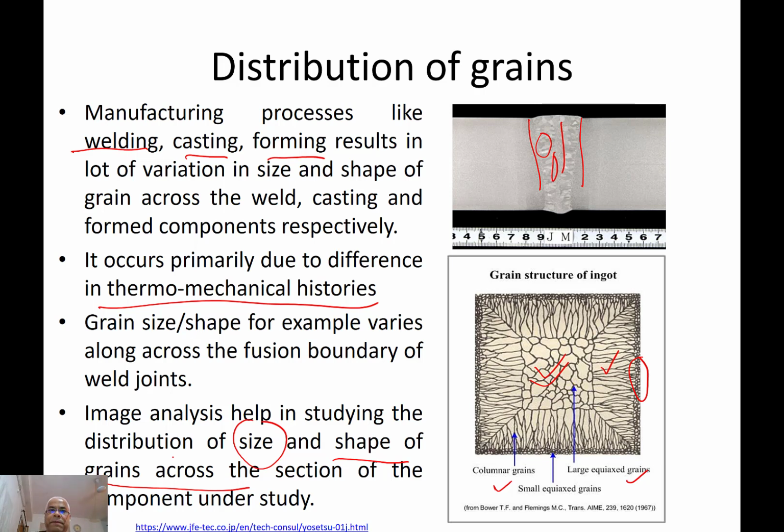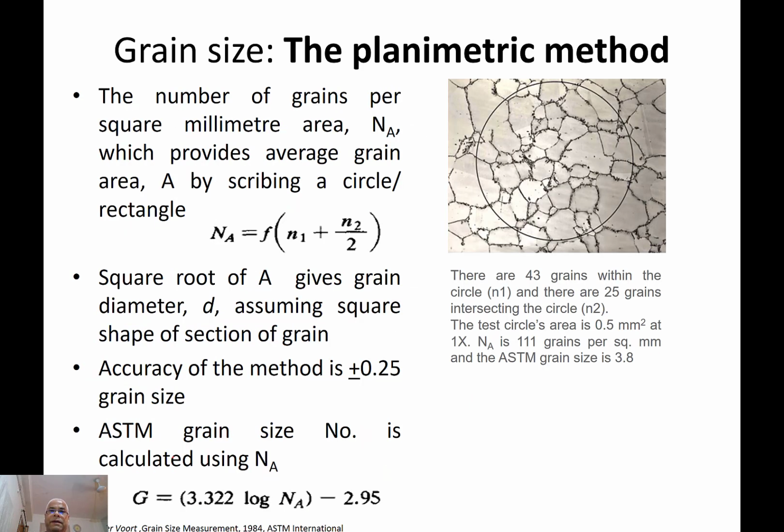About that, we'll be talking about this method. The first method, which quantitatively gives the value of the grain size, the ASTM grain size number, is the planimetric method. In this method, the number of grains per unit area is identified, and that number of grains, NA, is quantified, and that is used in calculation of the ASTM grain size number.